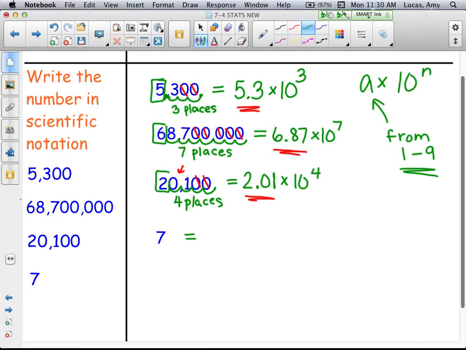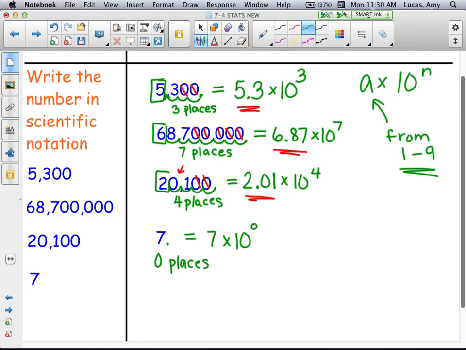Okay, this last one, my decimal point is right here. So this one is just the number 7. It's already a digit from 1 to 9, so I can keep my 7. So to write this one in scientific notation, I moved my decimal point 0 places. So 7 is the same as 7 times 10 to the 0 power.